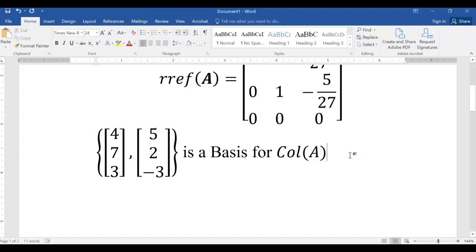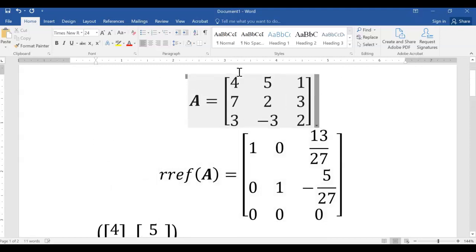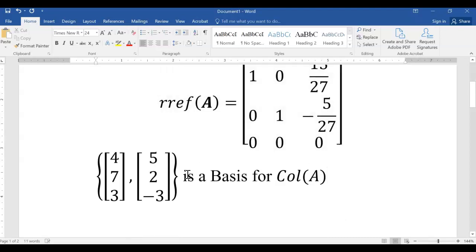All right. Notice that I am using the columns from our original matrix. I'm not using the 1, 0, 0. 1, 0, 0 is not necessarily in the column space of A. Only any linear combination of these two is. Okay, so this is a basis for the column space of A.